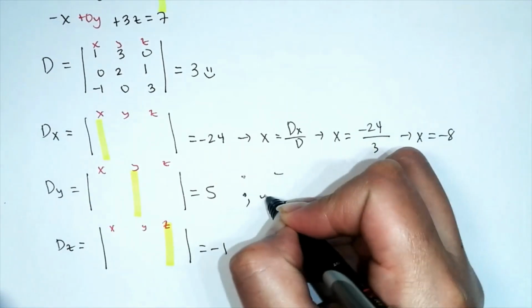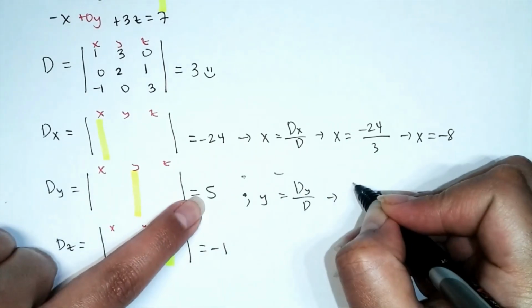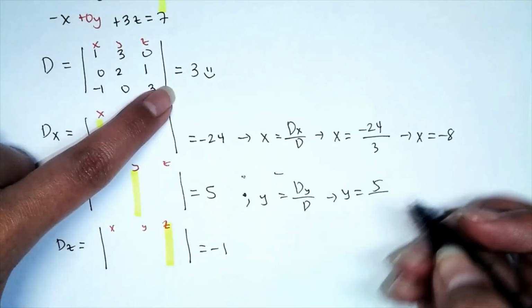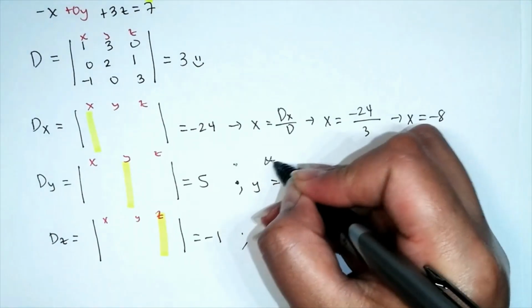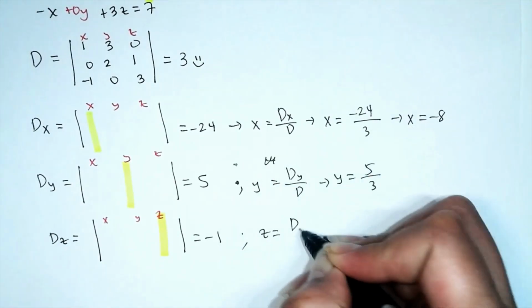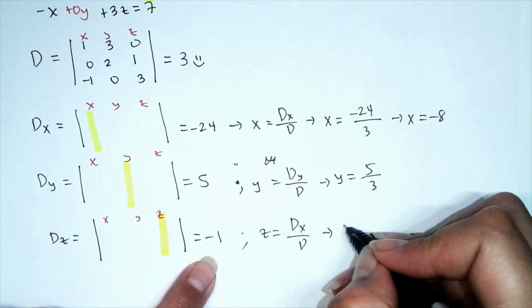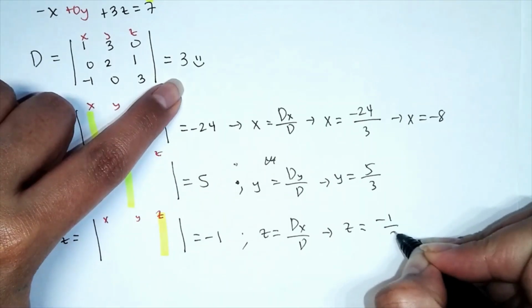For y, that's gonna give us dy over d. Dy, again, I need you to verify that for me, is 5 over d, which is 3, and that's it. You can't reduce it. Okay, what about z? Z is given by dz divided by d. Dz, again, I need you to verify for me, is -1, and the value of d is 3.